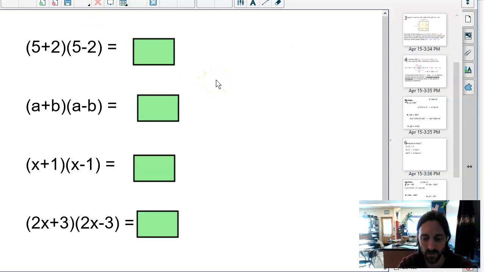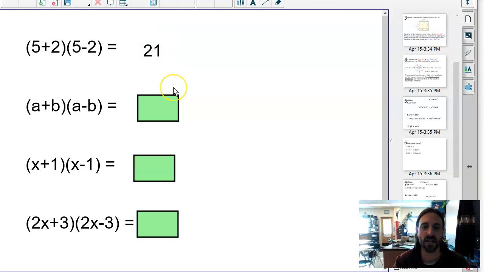Now, the last example here, you're going to notice is called a difference of two squares. I've got a binomial with addition, and I've got the same values, but now subtracted. And when I multiply them together, 5 plus 2 is 7, 5 minus 2 is 3. You multiply those together, you get 21. This one, you just get a squared minus b squared.